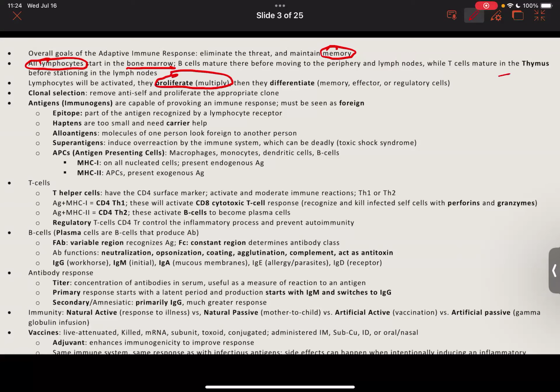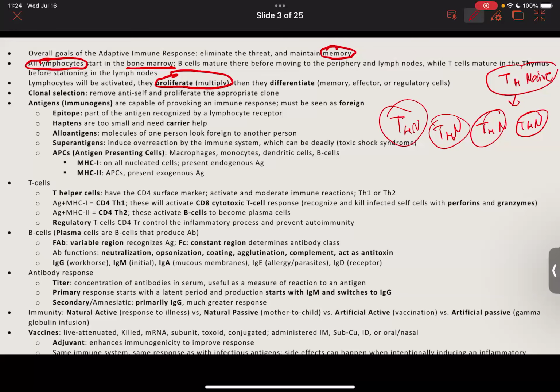So basically you're a T cell that is naive, a T helper that is naive. And the first thing you do is make a whole bunch of T helpers that are naive, just general T helper naive cells. So just basically T helper, T helper, T helper, T helper. And then after you've made a whole bunch of these, some of those will turn into memory.